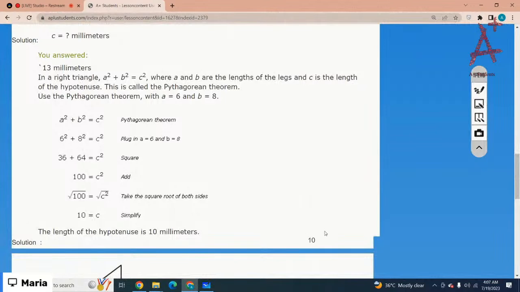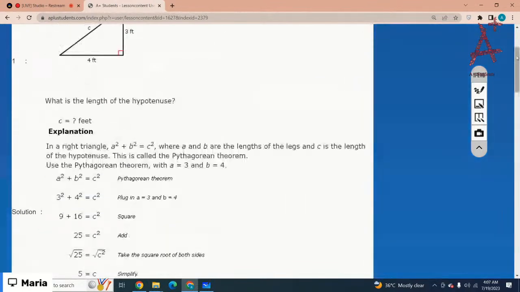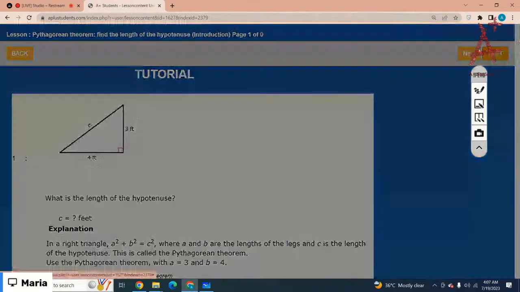Another important point about the right angle triangle: the hypotenuse is always greater in length than the other two sides. You can see a square plus b square, the sum of the squares of these two sides, equals c square. That's why c is always the greatest side in a right angle triangle. Got it?